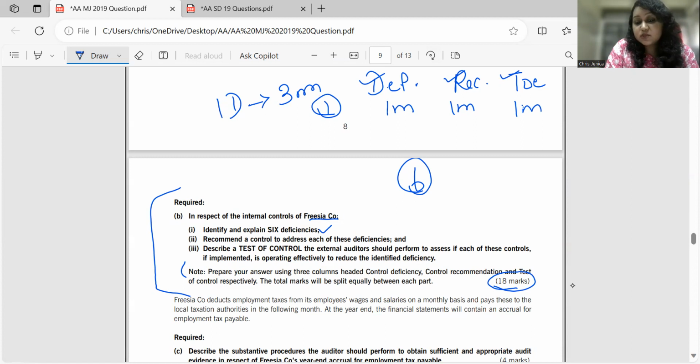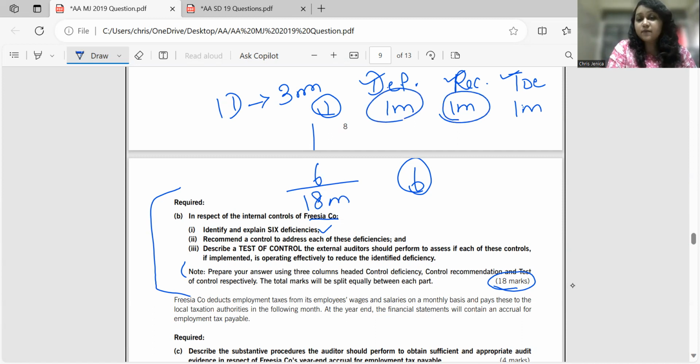The total marks will be split equally between each part. So 3 marks will be split as 1 mark, 1 mark and 1 mark. So if you give answers for 6 deficiencies, you will be gaining 18 marks. So your answer should be in a way that you can score 1 mark in each of the columns. Not too high and not irrelevant points.